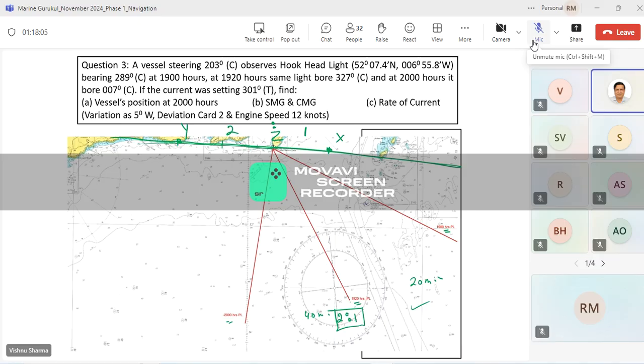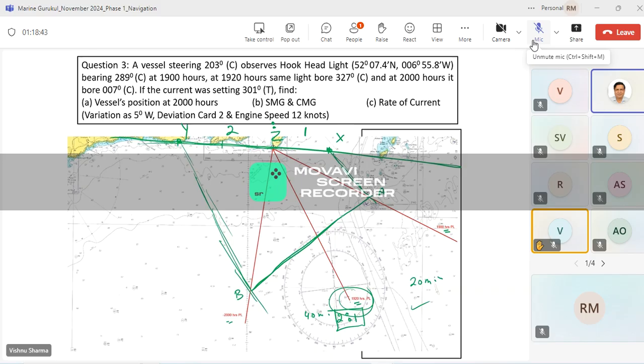Now, put your parallel ruler on the middle bearing and slide the ruler to X and draw a line cutting the first PL. Then slide the ruler to Y and draw the line parallel to the second PL through Y, cutting the third PL. Let us say it is cutting at A and B. Now, A to B is the CMG.